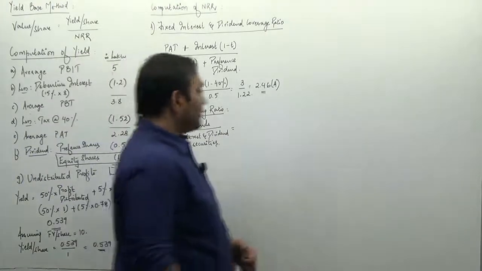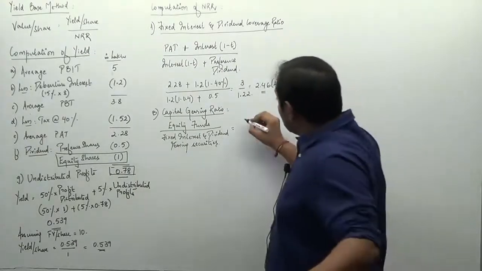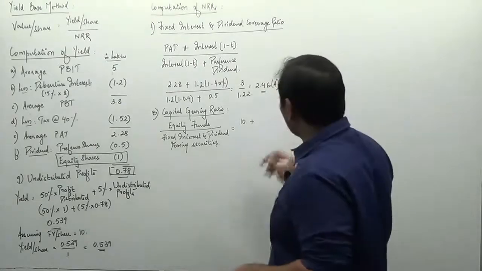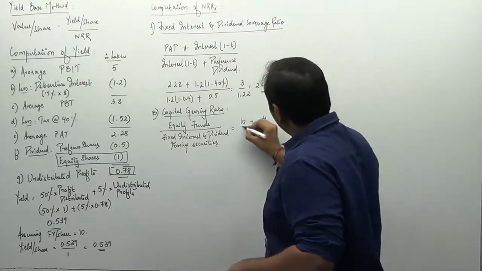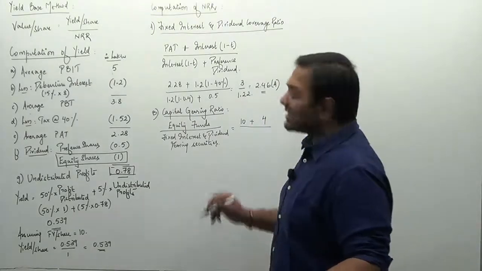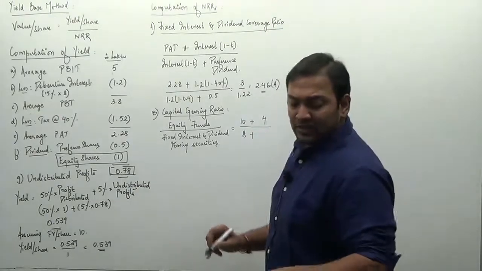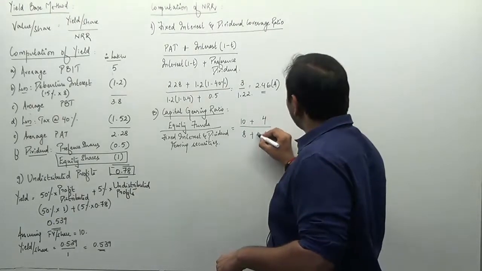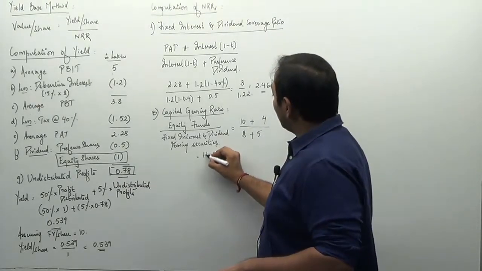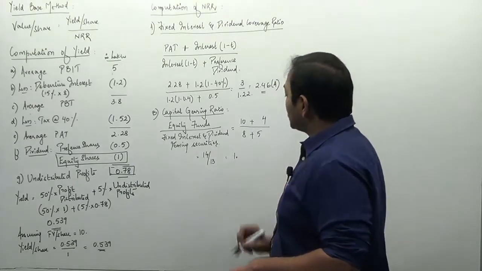Calculate. Equity funds includes equity share capital plus reserves. Equity share capital is 10. Reserve is 4. Divided by fixed interest and dividend bearing securities. Fixed interest bearing security is debentures 8. Fixed dividend bearing securities is 5. So this is basically 14 by 13. 1 point some change it should be.